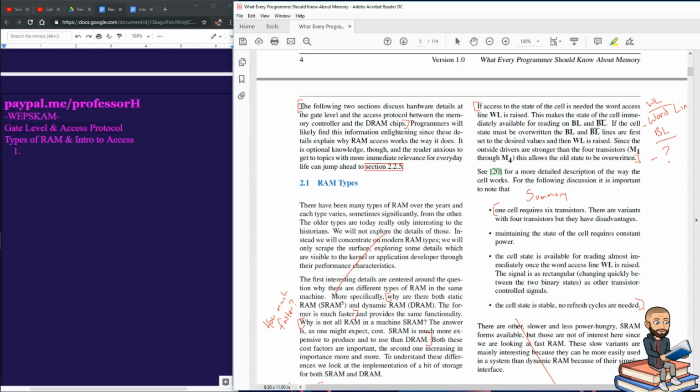So at the top of page 5, he says the following two sections discuss hardware details at the gate level and the access protocol between the memory controller and the DRAM chips. So a good question would be, what two things will the access protocol connect? The answer is the memory controller and the DRAM chips. Since the target audience here is programmers, not necessarily hardware people, Drepper says programmers will likely find the information enlightening since these details explain why RAM access works the way it does.